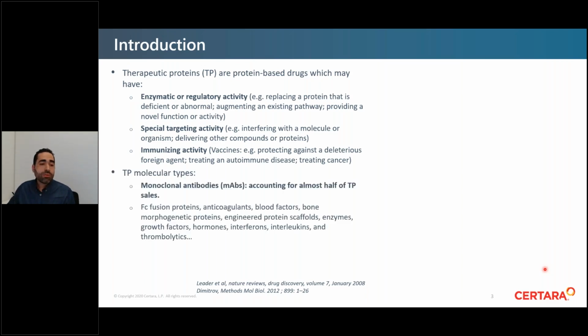In terms of molecular types, monoclonal antibodies are the most widely used and most representative of this class of drugs, and account for a significant proportion of marketed and approved therapeutic proteins. But there are also other molecular types, such as Fc fusion proteins, anticoagulants, blood factors, etc.